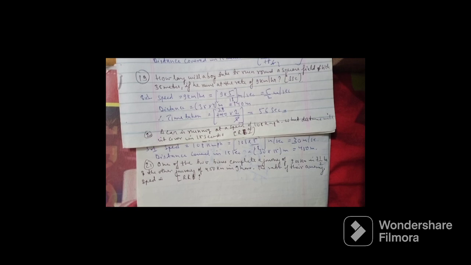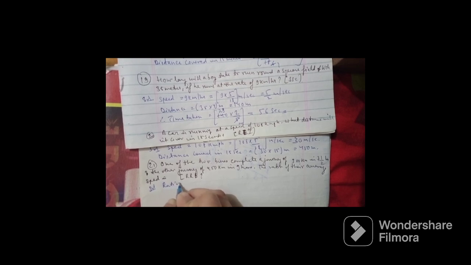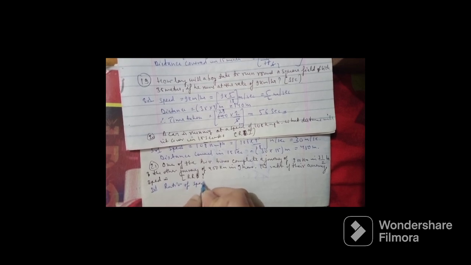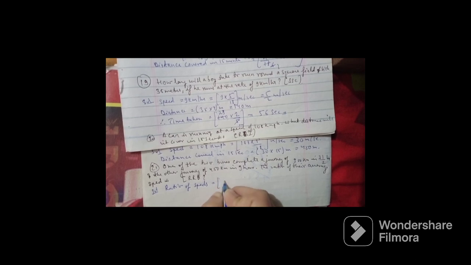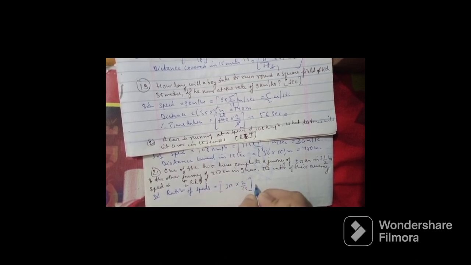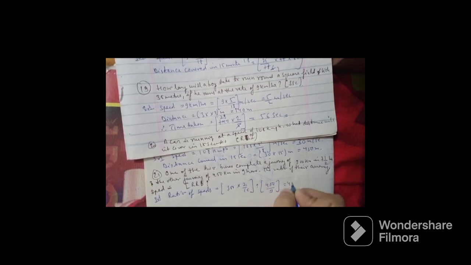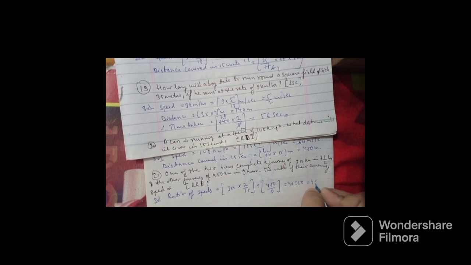So for the same, we have the ratio of speeds. Let's get started. Ratio of speed equals 300 into 2/15 to 450/9, equals 40 to 50, which is 4:5.